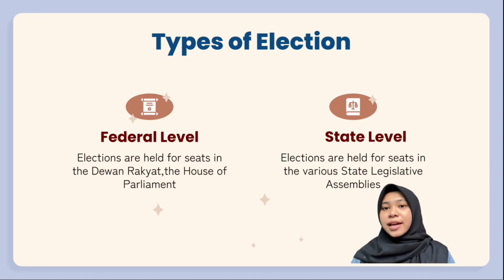So I will start the presentation with the types of election. Elections in Malaysia exist at two levels, which are federal and state level. Federal elections are held for seats in the Dewan Rakyat, the House of Parliament. State elections are held for seats in the various state legislative assemblies.